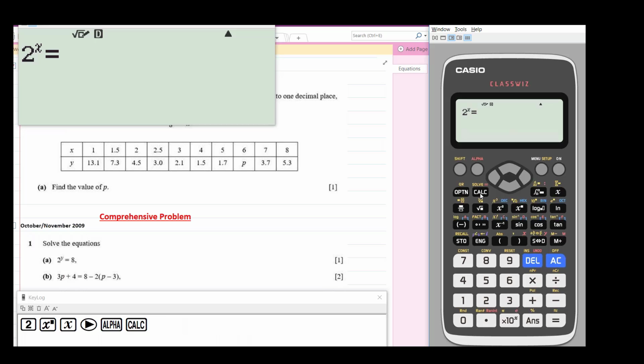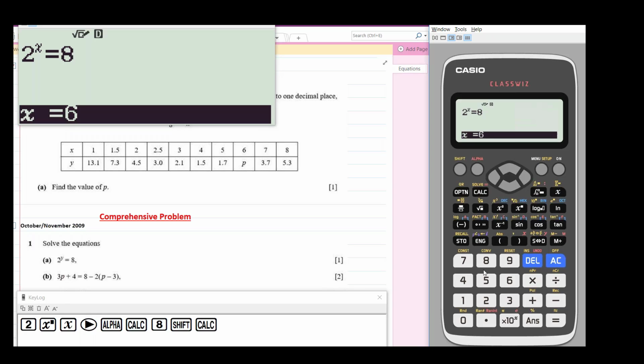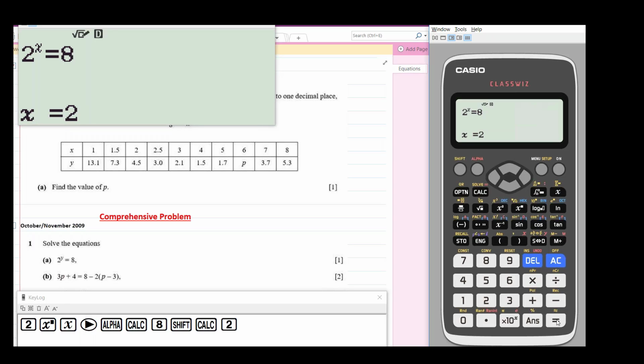To solve the equation you must press shift and then calc, because solve is in yellow. For the x value, suppose I take 2, so it's giving the value 3. L minus R is again 0, which means x equals 3 is the accurate answer. So we are done with this.